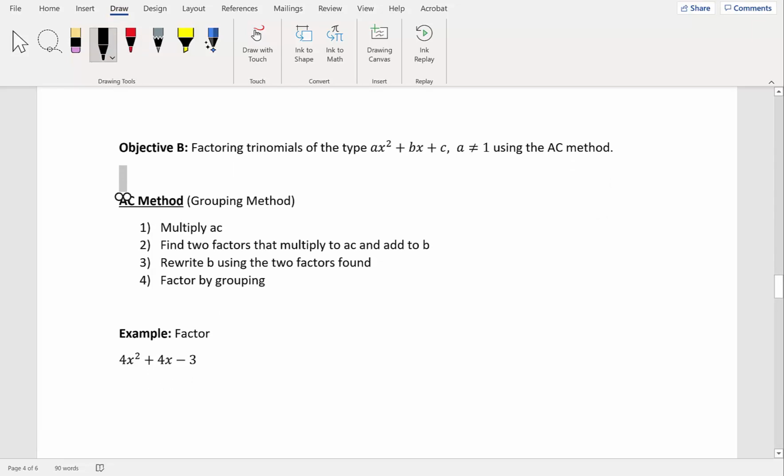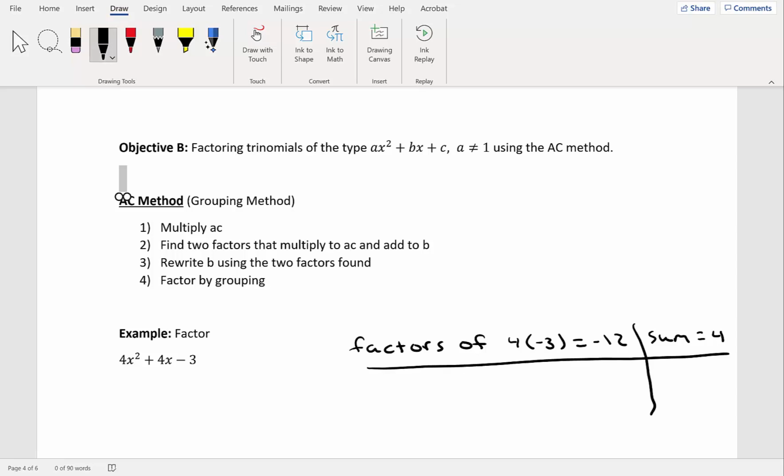Okay. So let's take a look at this first example. So we have to find factors of a times c. Well, my a here is 4, and my c is negative 3. So I need 2 numbers that multiply to give me negative 12, and then the sum has to be equal to 4.